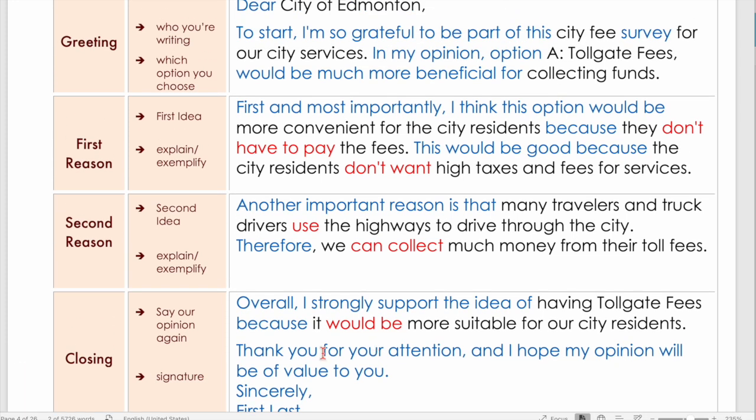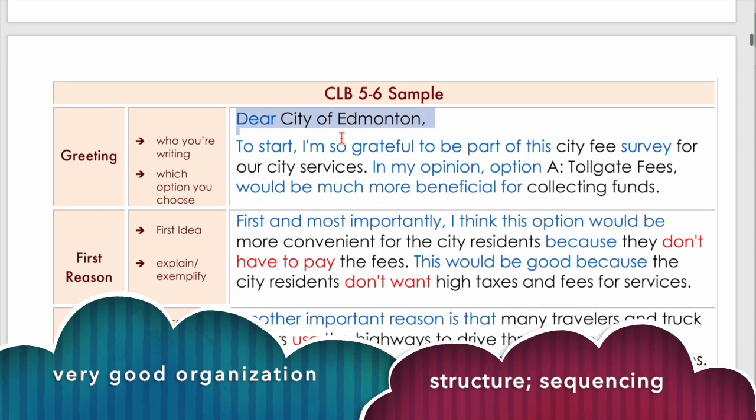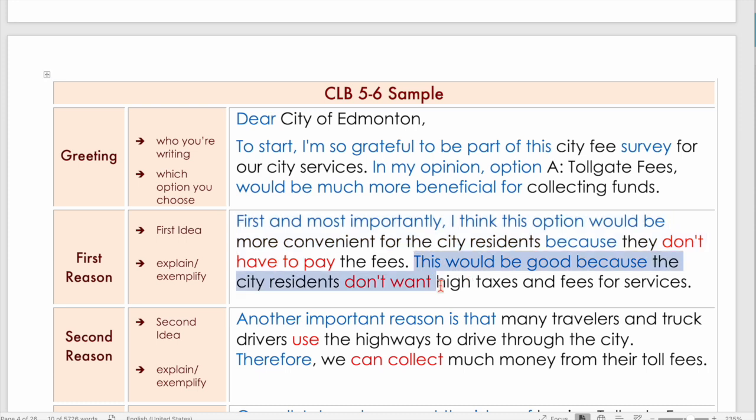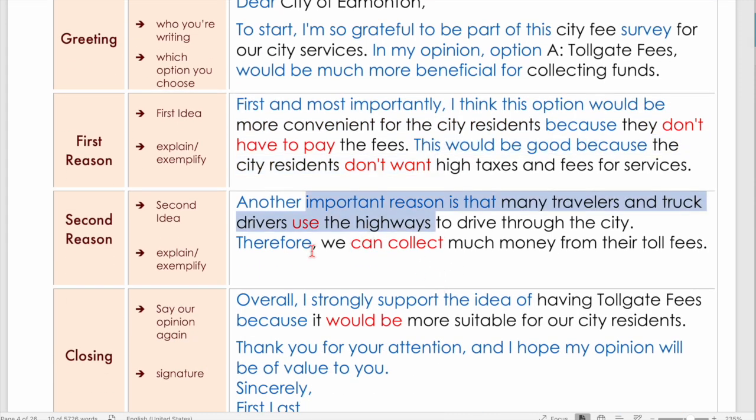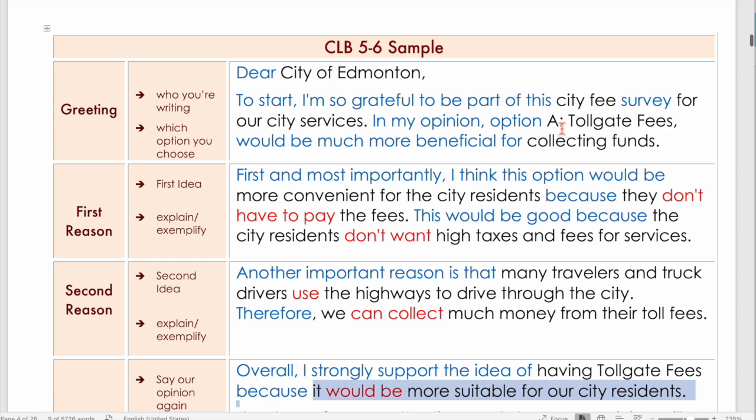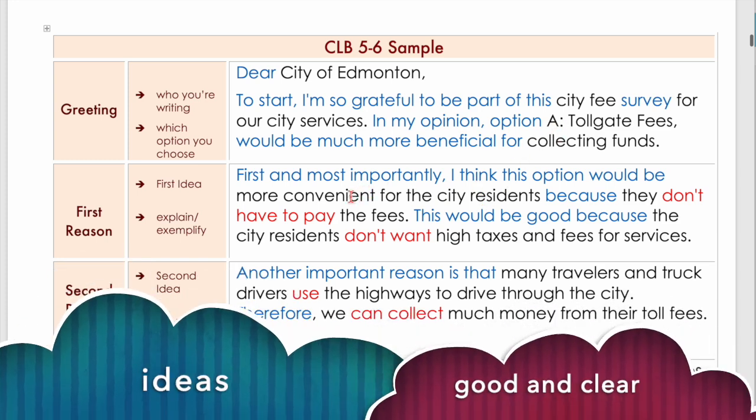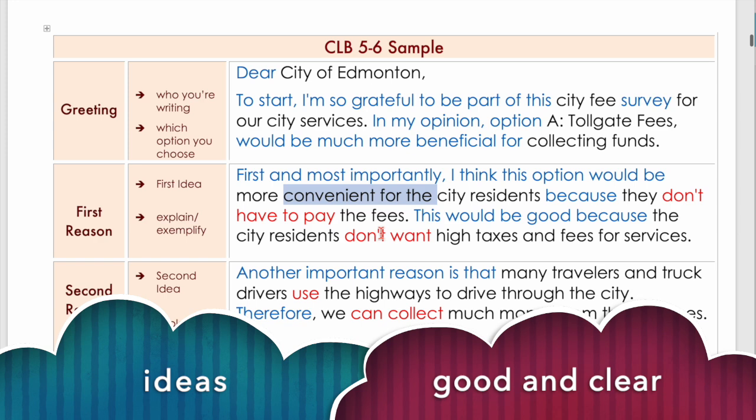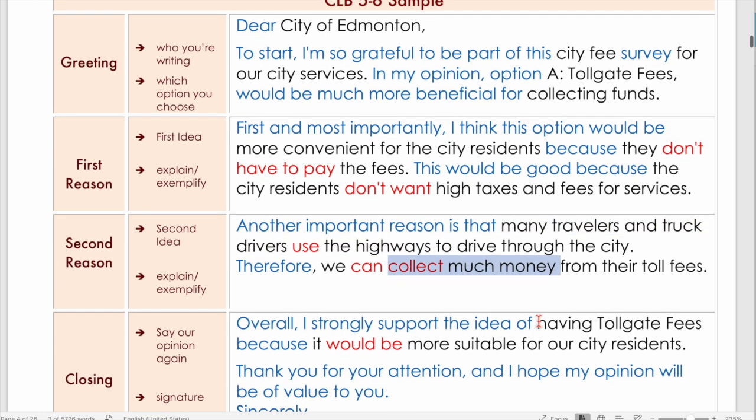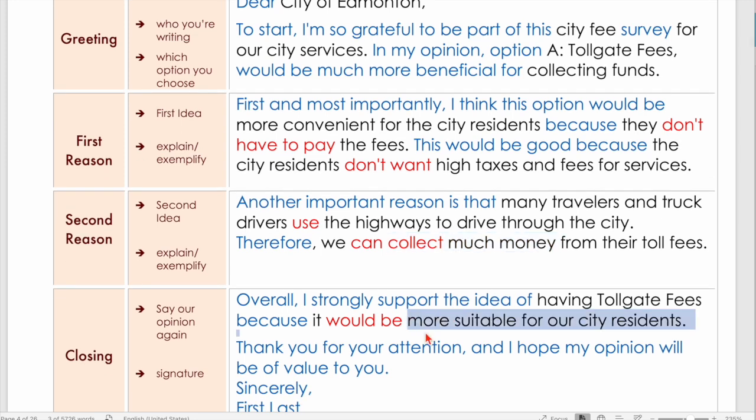Okay. With lots of good organization. Wow, very good organization. Okay. Very good organization. And we used some good ideas. We said it's more convenient. The city residents don't have to pay. And we said many people use the highway, so we can collect more. And that's why we support it.